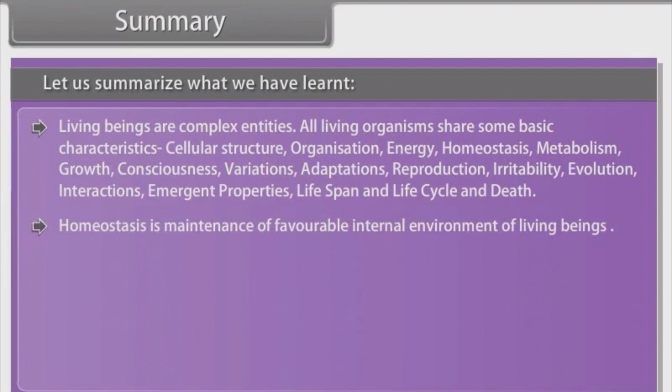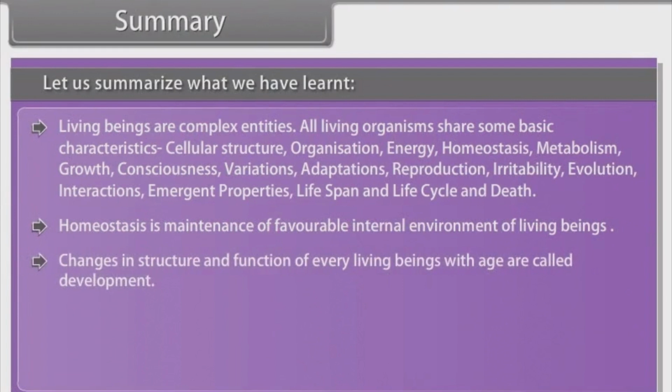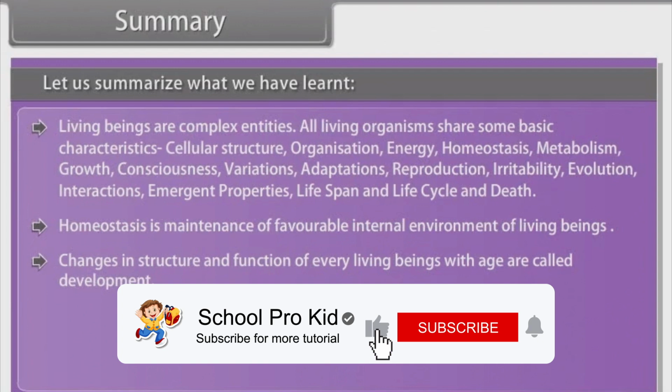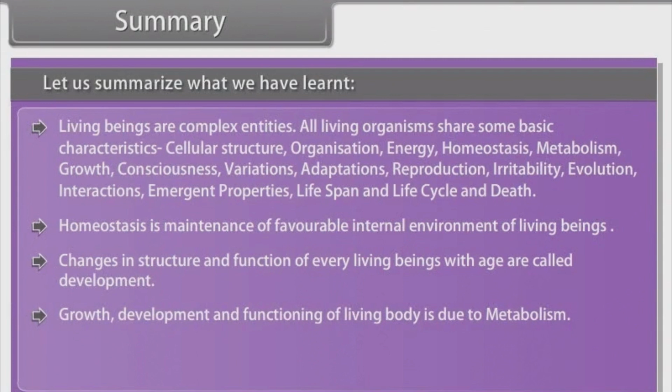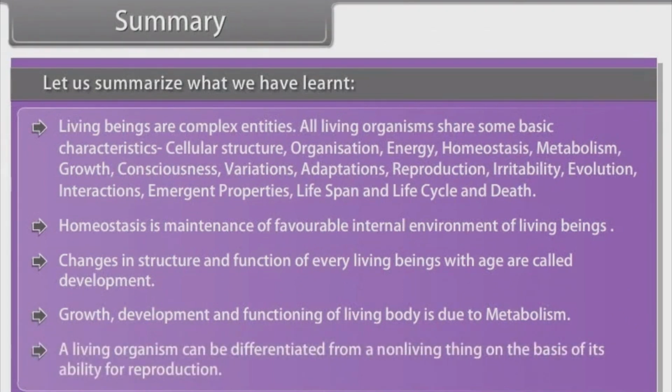Homeostasis is maintenance of favorable internal environment of living beings. Changes in structure and function of every living being with age are called development. Growth, development and functioning of living body is due to metabolism. A living organism can be differentiated from a non-living thing on the basis of its ability for reproduction.